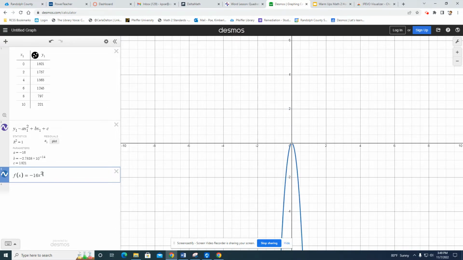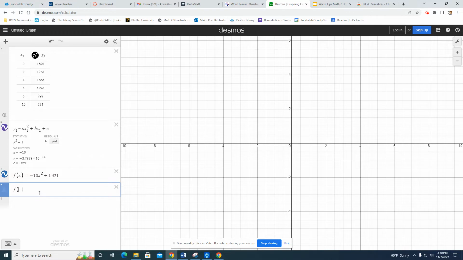Now we need to talk about that b. If you'll notice, this b over here has negative 2.7838 times 10 to the negative 14. What that means is you've got to move this decimal point back to the left 13 or 14 places, which means you would put in a total of 13 zeros before that 2 here, which basically means it's 0. So we're going to have a 0x and then plus 1821.